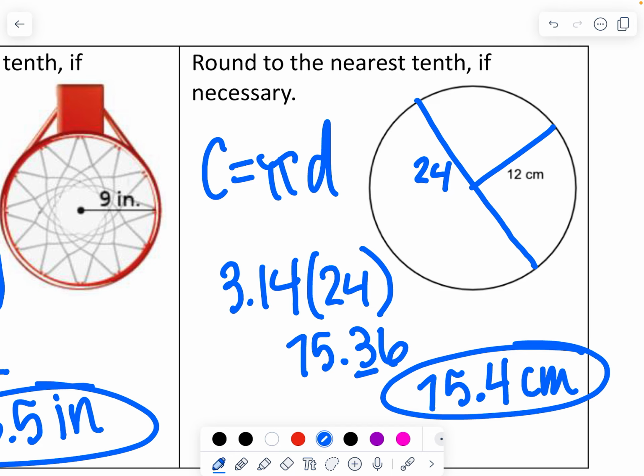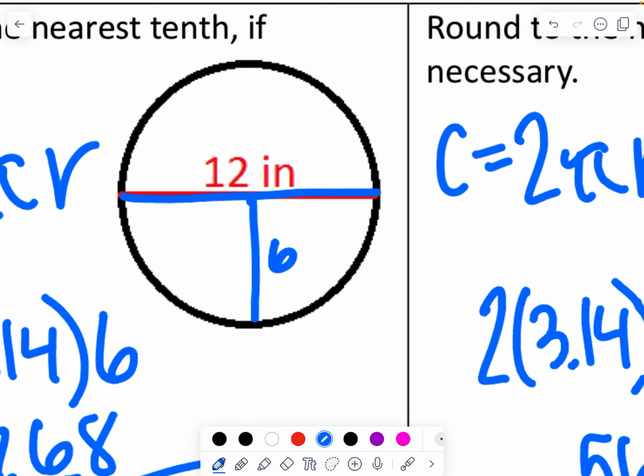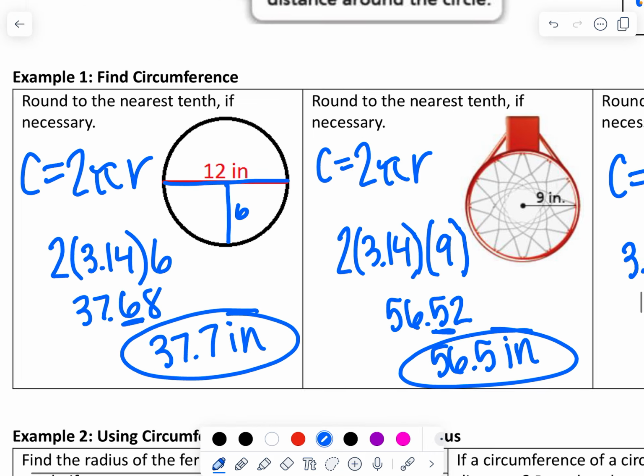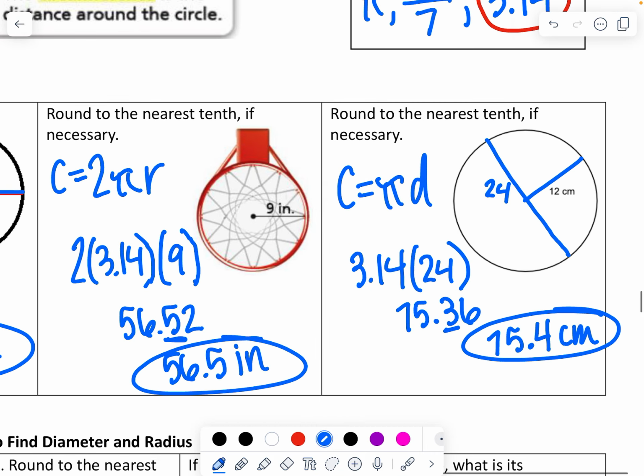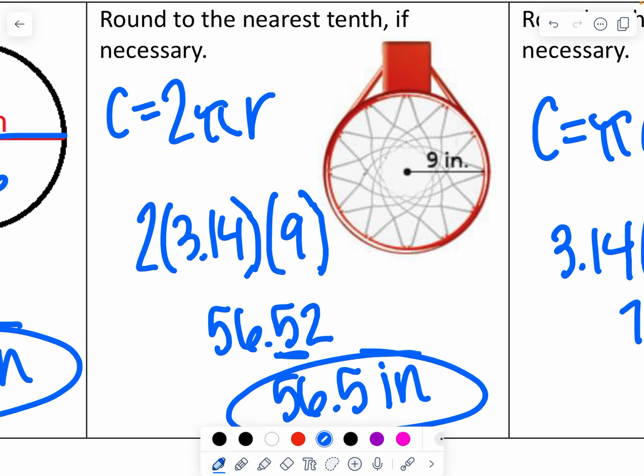So you can use either one of those formulas. Remember, if it gives you the diameter, I would recommend using C equals pi times D, and if it gives you the radius, I recommend doing C equals 2 pi r. But it's completely up to you. If you want to find the diameter every time and use that formula, you can. You can choose.